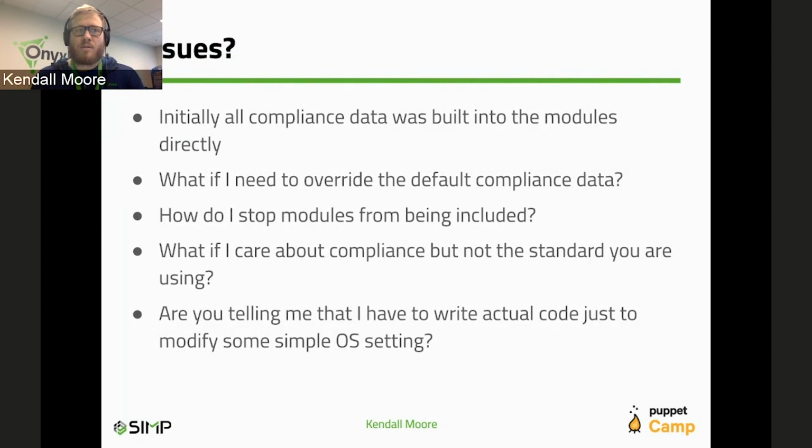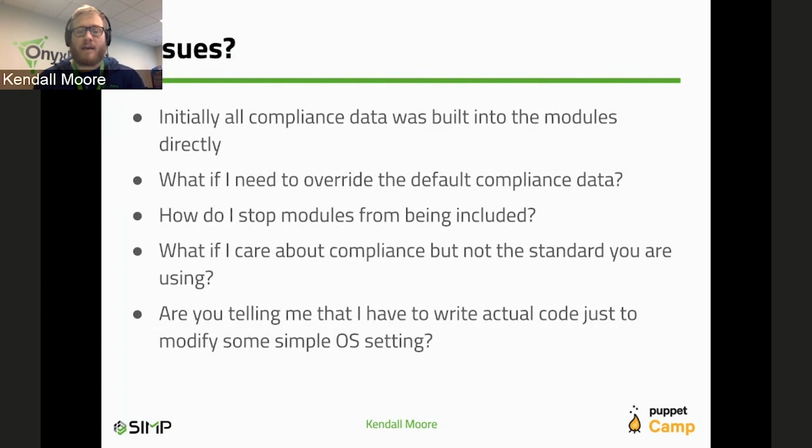In most applications, in most programming languages, there is this concept of data separation where your data layer does not exist within the code. Puppet didn't really have that at first. So how did you override things? How did you change things? Okay, I'm using this early version of SIMP and it helps me meet NIST 853, and that's great, but what if I care about HIPAA, right? How do I actually override some of these settings?